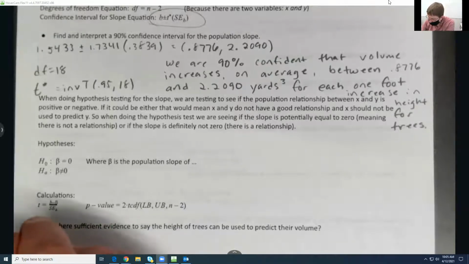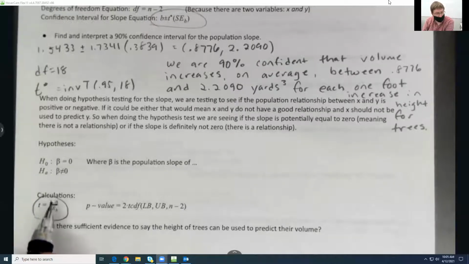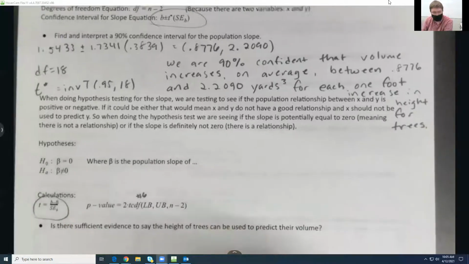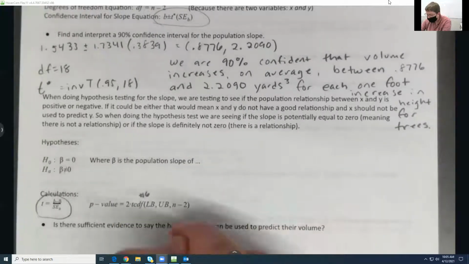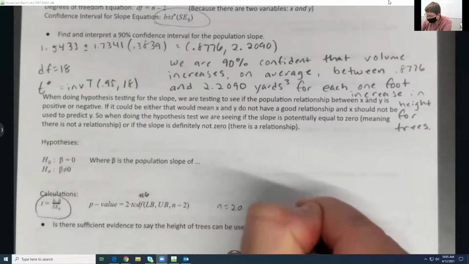For our t-score here, we have this formula. Again, this number and this number, they're already provided to you. So you just have to sit there and plug things in. And then to get our p-value here in a second, we're going to have to go back to our friend TCDF, which is option number 6. Some of us forgot this on our test. And plug in our lower bound, upper bound, and that our degrees of freedom are n-2, which again, on this particular problem, n is going to be equal to 20, and that's from above with all the notes.